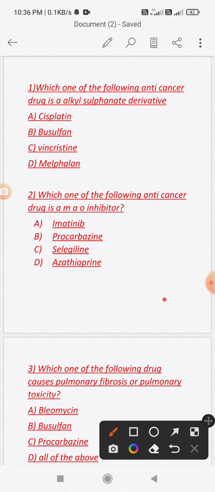Which one of the following anti-cancer drugs is an alkyl sulfonate derivative? Option A, cisplatin. Option B, busulfan. Option C, vincristine. Option D, melphalan. So friends, guess the answer and try quickly with accuracy.